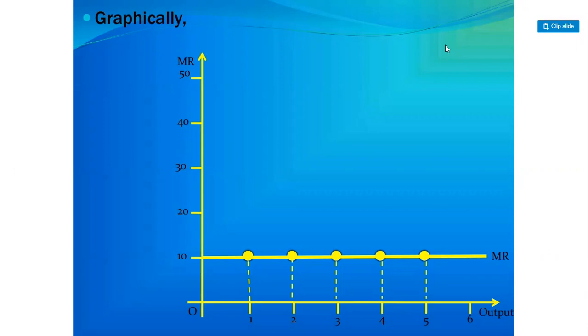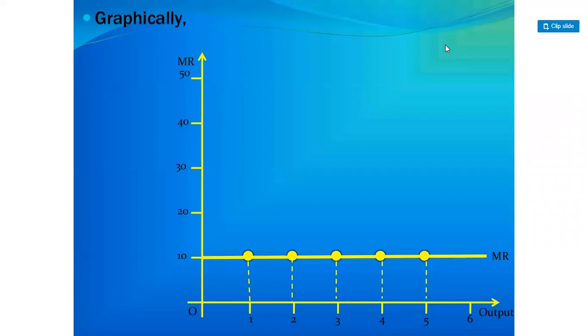When more output can be sold only by lowering the price, then the revenue from every additional unit, that is MR, will fall. MR is the addition to TR, and when more units of output are sold, TR will increase when MR is positive. TR will fall when MR is negative. So TR will be maximum when MR is 0.